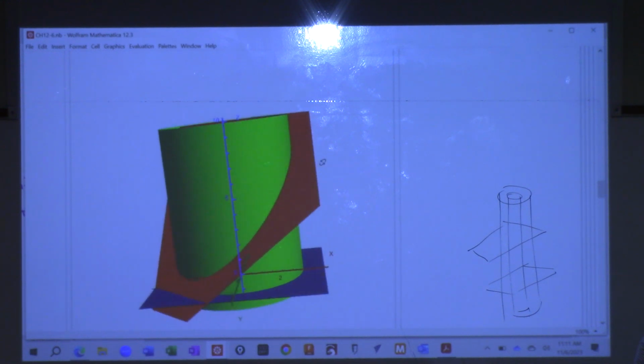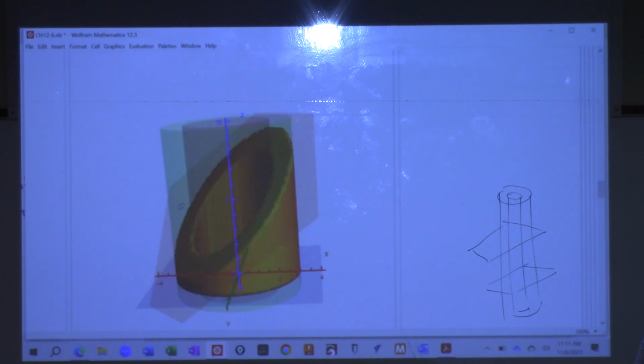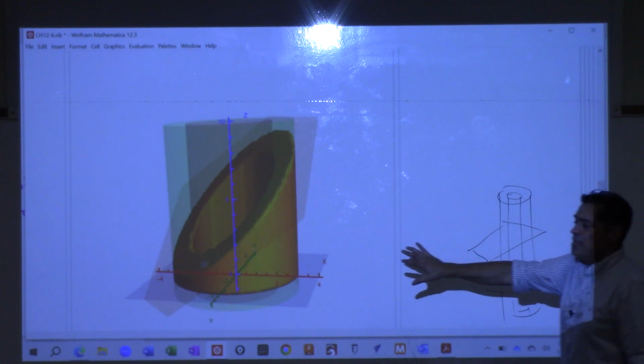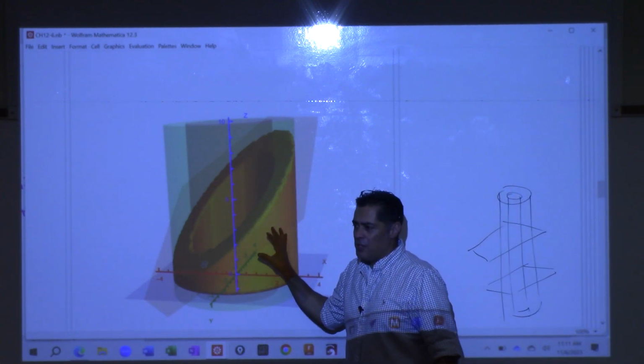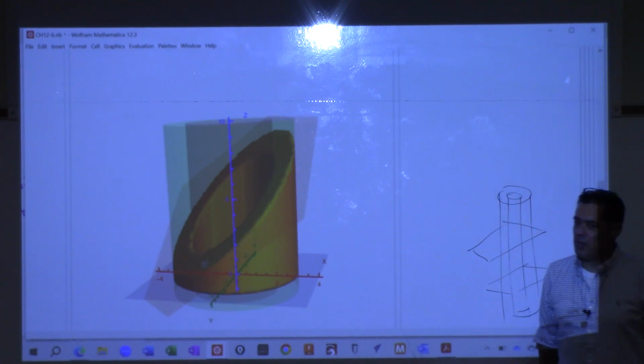And we are trying to find the solid. So let me pull all the surfaces back. There we go. That's the solid. Okay, this is the region, the solid we are integrating over, right? It's the solid we're integrating.